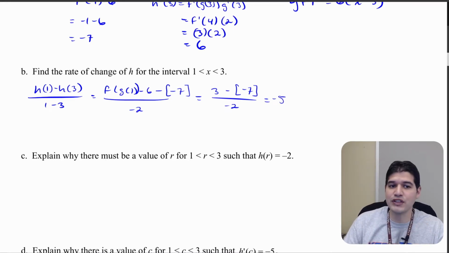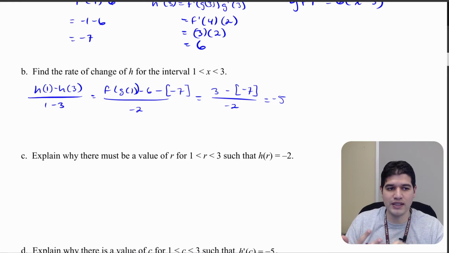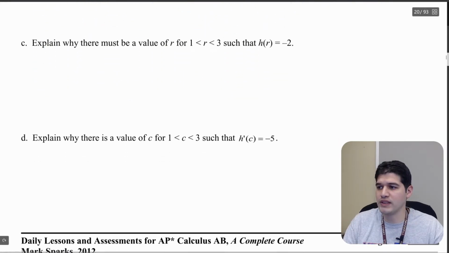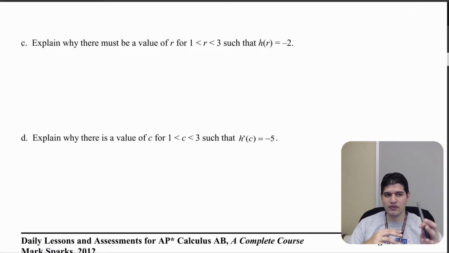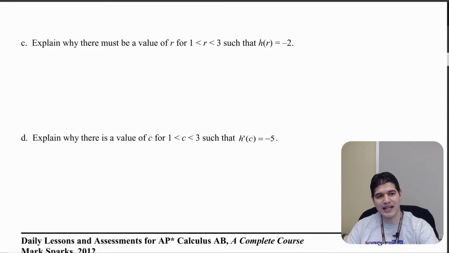And that's the average rate of change on the interval from 1 to 3. All right, so now we want to explain why there must be a value of r on the interval from 1 to 3 such that h of r equals negative 2. So notice here that we're looking at an interval. We're looking across the value negative 2, but we're not looking where that derivative is. So that's kind of tipping my hand that I'm thinking about the intermediate value theorem.